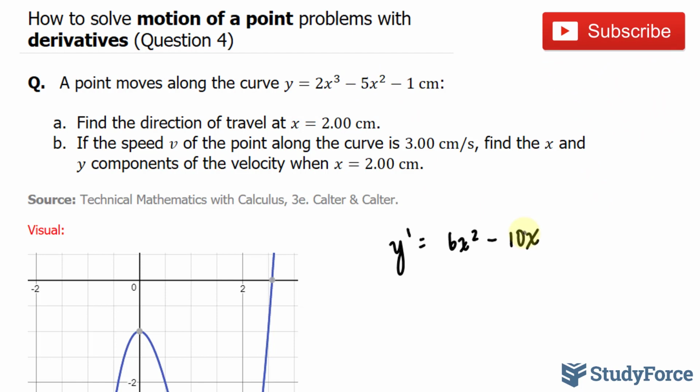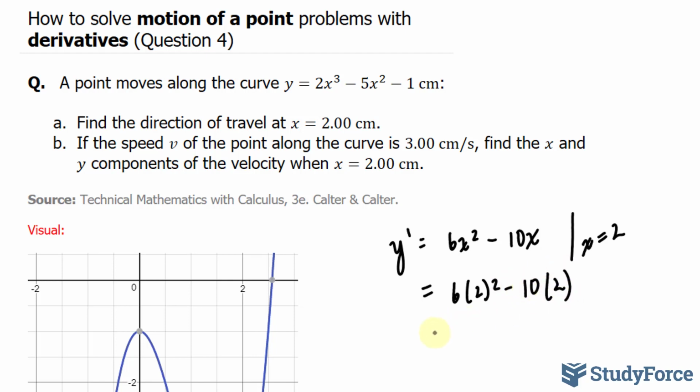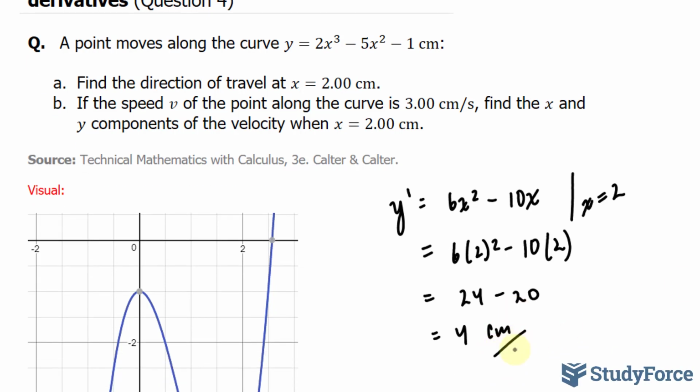So to find the velocity at 2 centimeters, I now will substitute x is equal to 2 into this equation. 6 times 2 to the power of 2 minus 10 times 2. 2 to the power of 2 is 4 times 6 is 24 minus 20, and that gives us 4 centimeters per second. What does this mean?